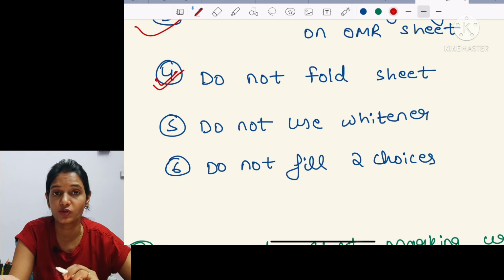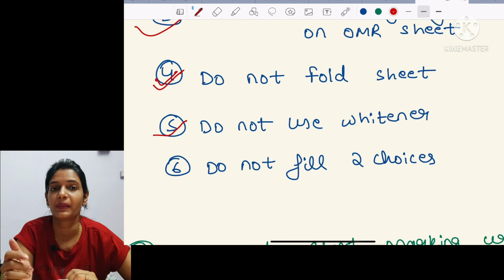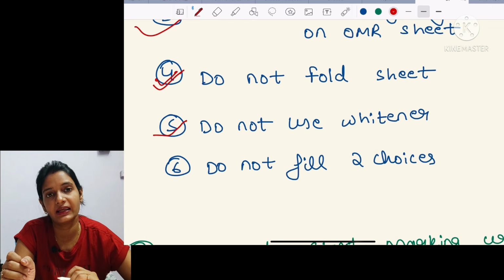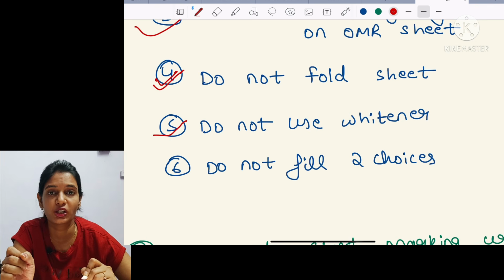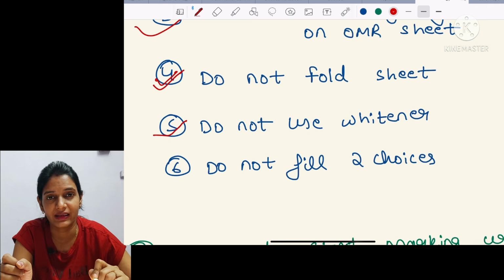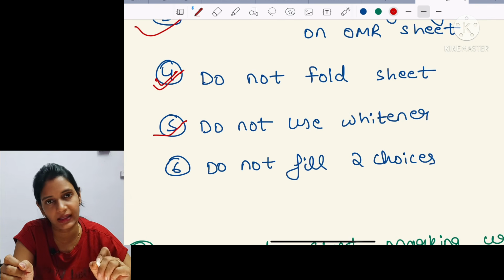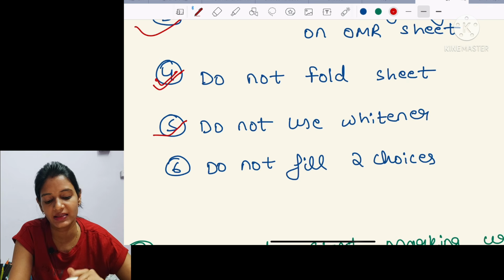Next is do not use whitener. What happens is many people carry whitener with them, thinking that if they mark any option wrong, they would put whitener there and mark the other option. Again, your OMR sheet is going to be rejected.